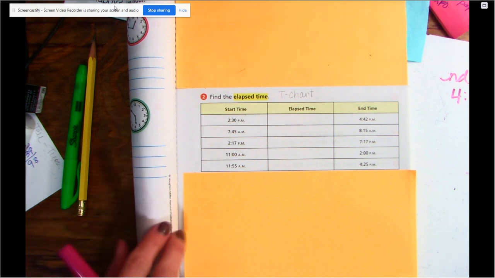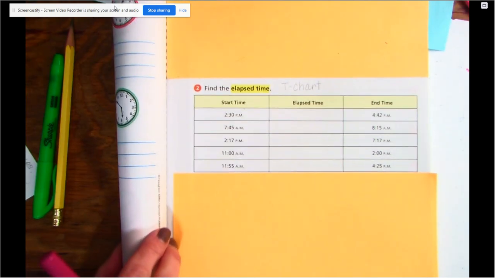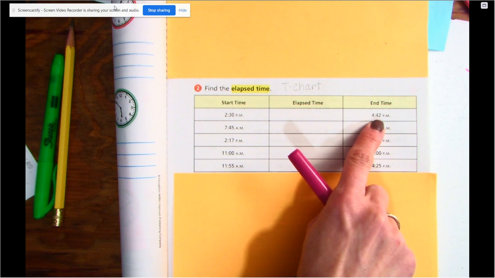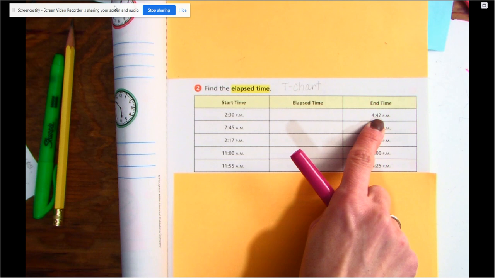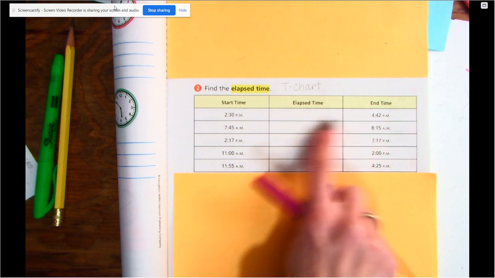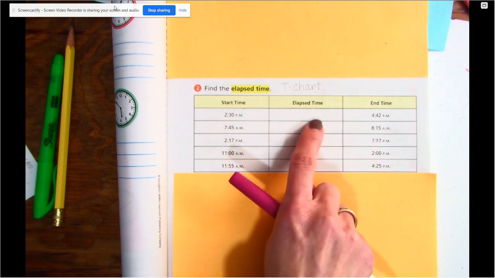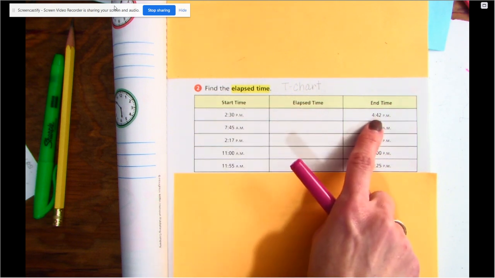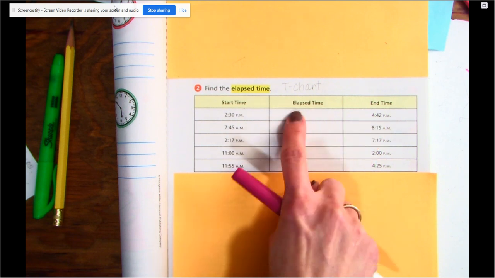So if I'm looking at this table right here, and I've got a start time of 2:30, let's say we're going to a movie and it starts at 2:30 and it's over, or you need to get picked up at 4:42. Maybe you went to the mall, right? How much time passes in between? So how long is that movie? Or maybe you're going to a friend's house at 2:30, and your mom or dad picks you up at this time. How much time were you at your friend's house? How much time went by while you were there?